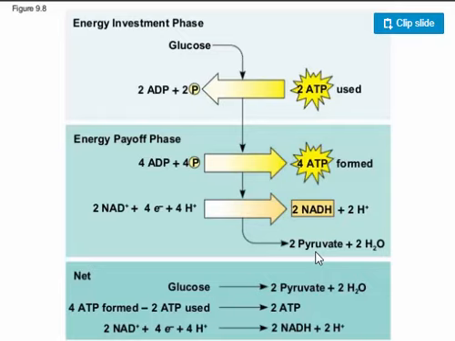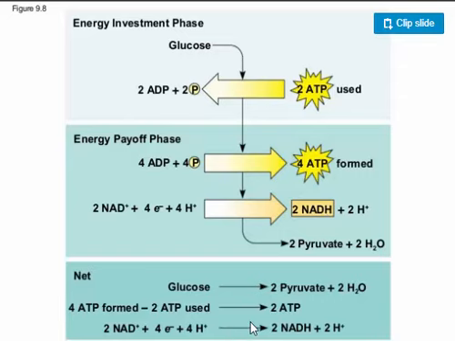Then a series of enzymes and chemical reactions are going to rearrange these 3 carbon molecules. The energized electrons from the 3 carbon molecules are going to be transferred to NAD, nicotinamide adenine dinucleotide. Molecules of NADH are formed. And then a series of reactions are going to convert the 3 carbon molecules to pyruvate, which enters cellular respiration.